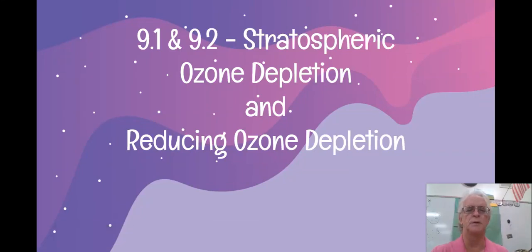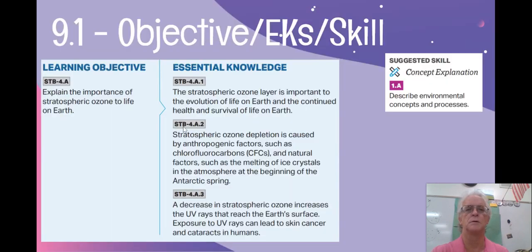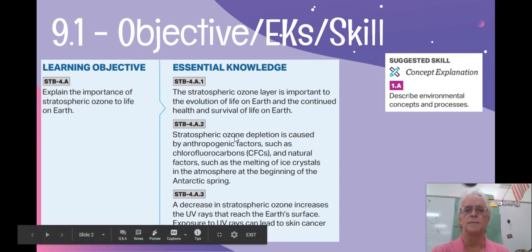Dr. E. from La Cañada High School, and today we're going to be covering the first two sections of Unit 9, Global Change. 9.1 is Stratospheric Ozone Depletion, 9.2 is Reducing Ozone Depletion. For 9.1, the main learning objective is to explain the importance of stratospheric ozone to life on Earth. It's important because without it we wouldn't have had evolution.